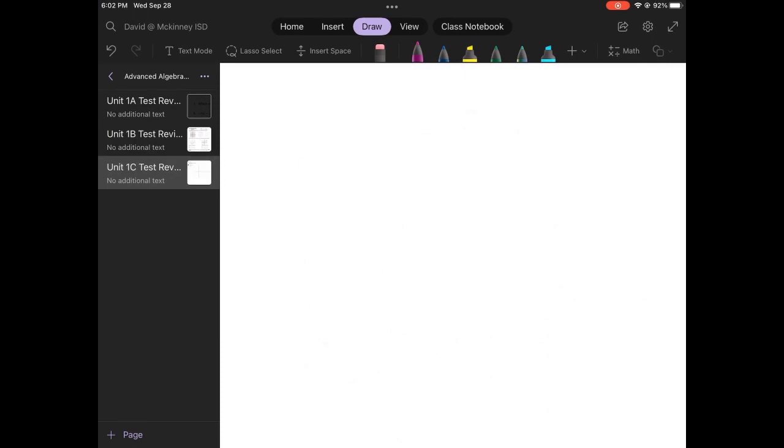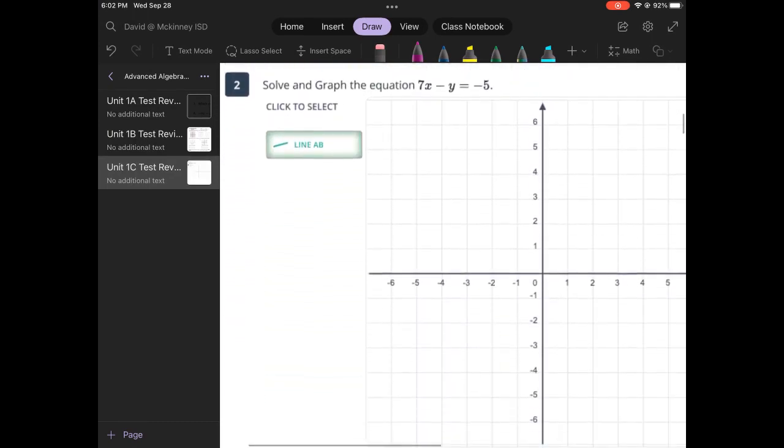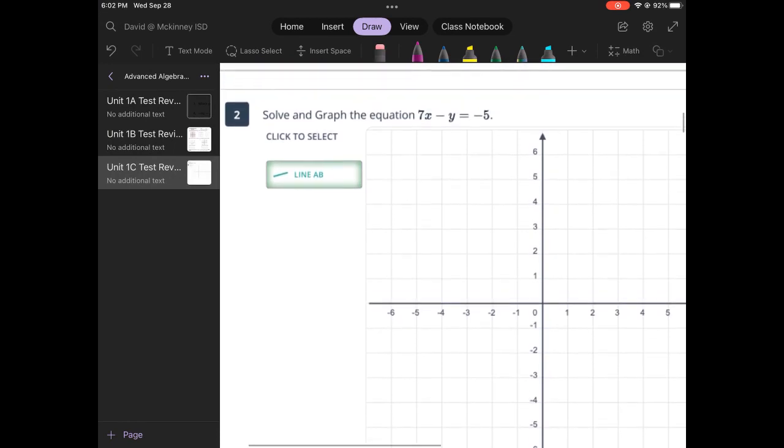We're going to switch back over to OneNote so that we can solve this. Now notice this is a little different. This equation is not already in slope-intercept form. I have to move this equation into slope-intercept form. I do what's called solving for y. So I'm going to write this out. 7x minus y is equal to negative 5.